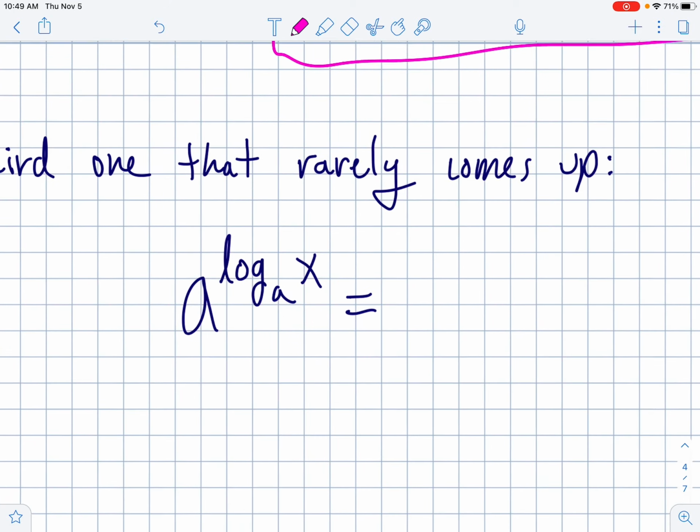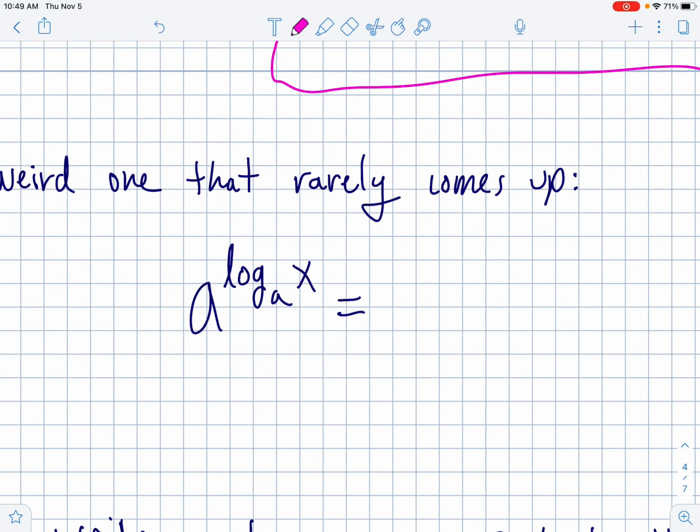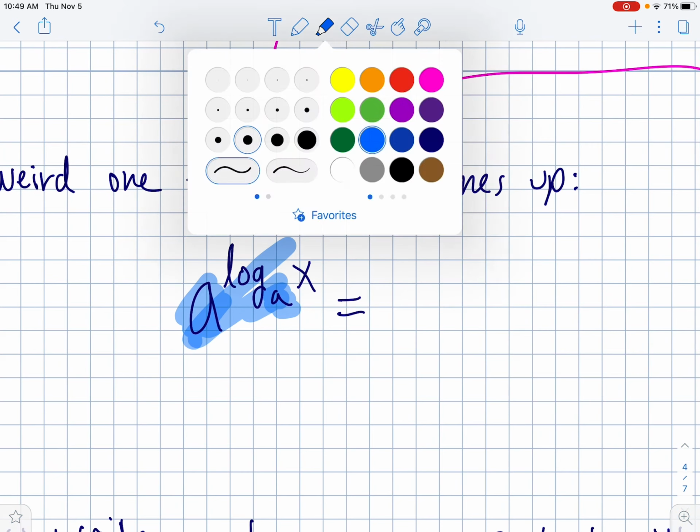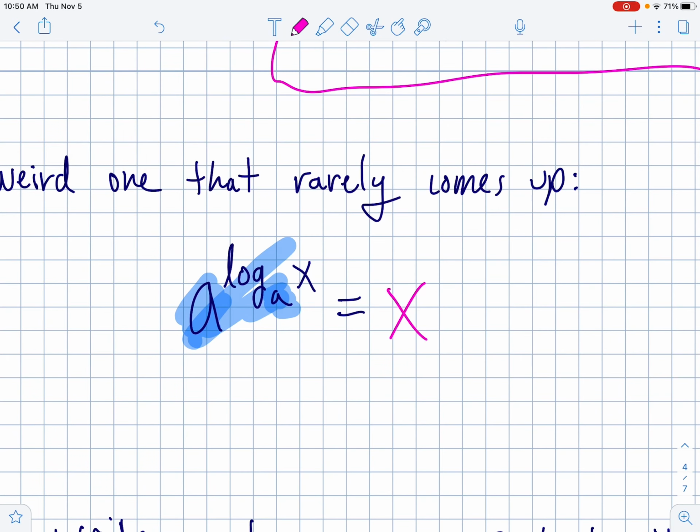Oh, the book wanted me to talk about this guy. There's some slick little proofs for why this is true, but I always just remember if this space matches this space, you can just get rid of all of it, and it's just x. That's it. So an example of that would be 2 to the log base 2 of 5, which is equal to 5, because the 2 and log base 2 cancel out and leave you just with 5.